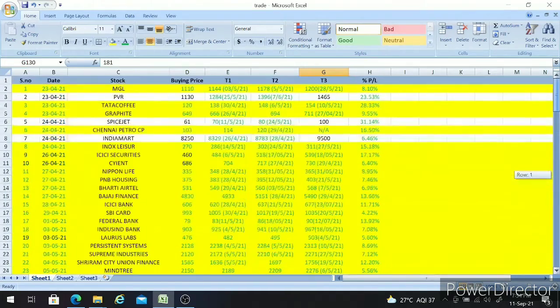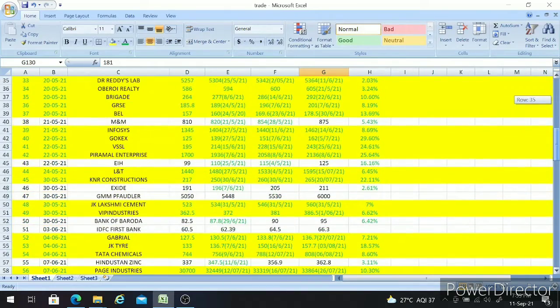There are so many stocks you can check here that gave more than 30% returns previously. SpiceJet, for the second target itself, we got a percentage return of 31.14. There is Tata Coffee, where we got 28.33. So you will be getting very good returns, friends, if you follow my buy calls. If you can see the GoKick stock, we got 29.6% returns. PSSL stock, we got 24.61. Parimal Enterprise, we got 25.64% returns. So finally it's up to you, friends.